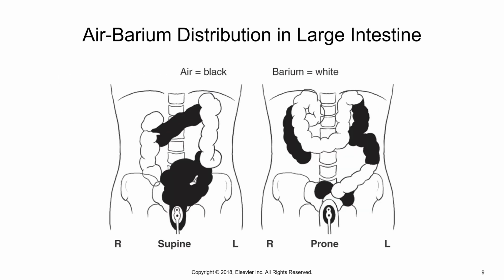This air and barium distribution is at the bottom of page 503, and while it is important, we tend to look at that more when we do a double contrast study, because the relative location of the barium, which is the white, and the air, which is the black, is different depending on if the patient is supine or prone. So we will come back to that when we talk about a double contrast barium enema.